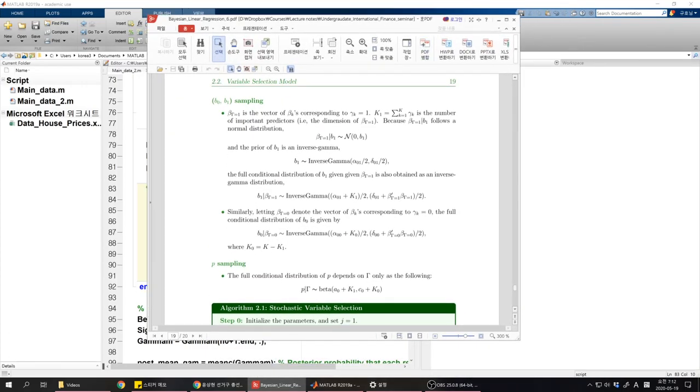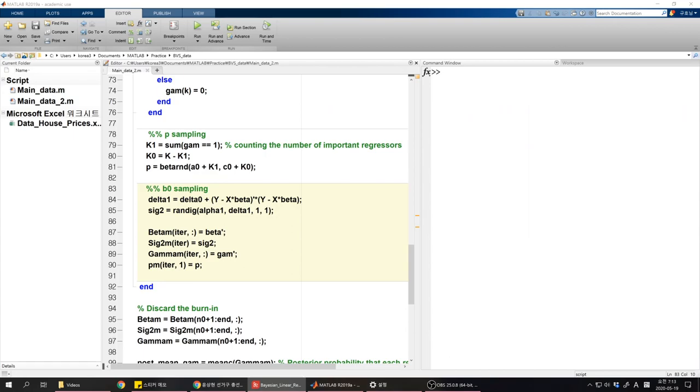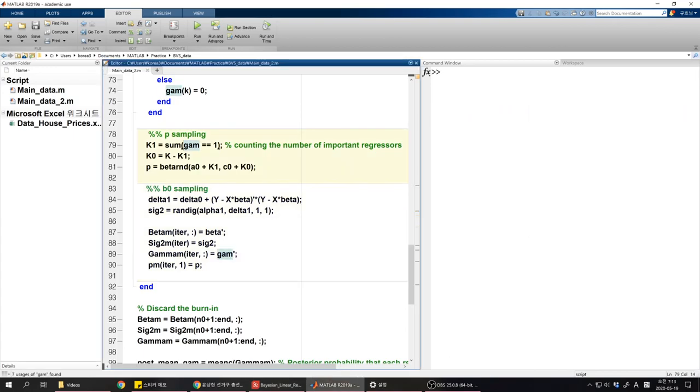You see that here. B0 is from here: alpha 00 plus K0. And here, delta 00 plus here, beta gamma equals 0. So what we need is K0 and beta gamma equals 0. Do we have K0 at this point? Yes, we have K0 here. And then let me change this.